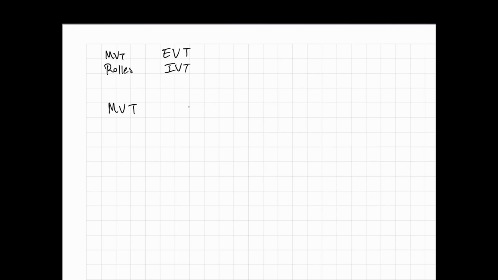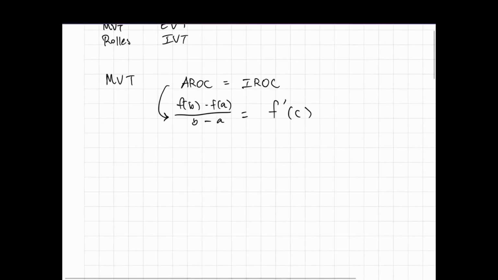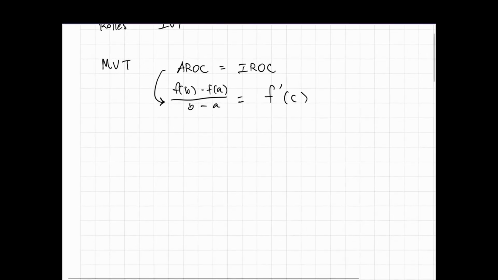This tells us that the average rate of change is equal to the instantaneous rate of change. So f of b minus f of a divided by b minus a, which is the average rate of change, is equal to f prime, the derivative, or the instantaneous rate of change at a value c. And keep in mind that most of the time this will come in the form of a table problem, where c is in between a and b.